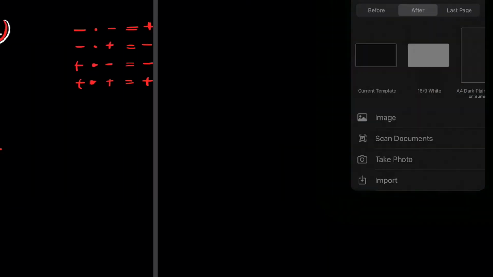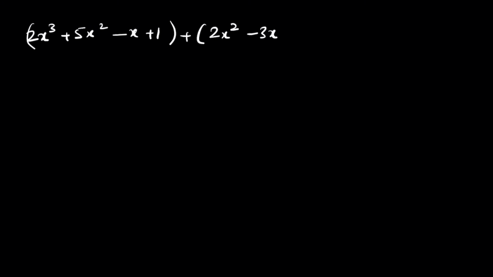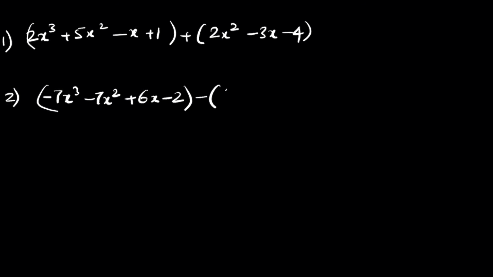Now try the following examples. You have the first sum, which is 2x cube plus 5x square minus x plus 1 plus 2x square minus 3x minus 4. So this is the first problem. And the second problem, try minus 7x cube minus 7x square plus 6x minus 2 minus of 4x cube minus 6x square minus x plus 7. Pause the video here and try to solve these two problems.